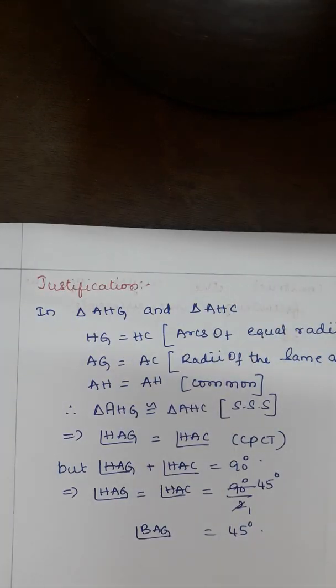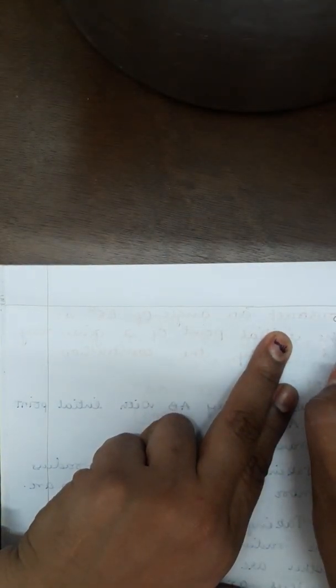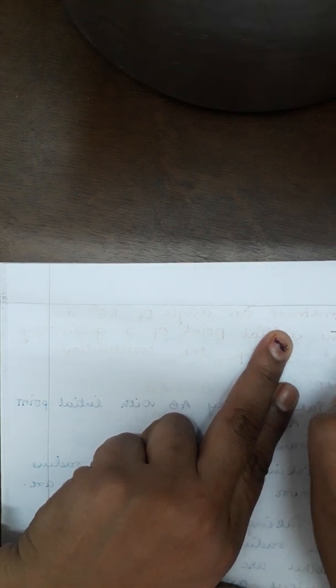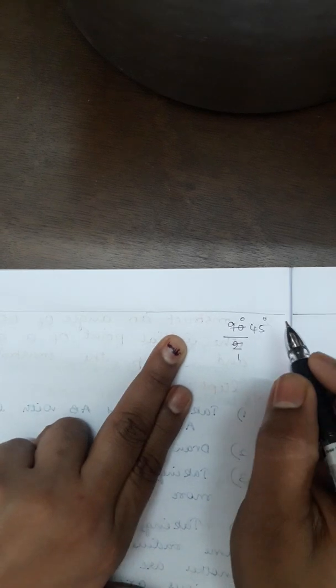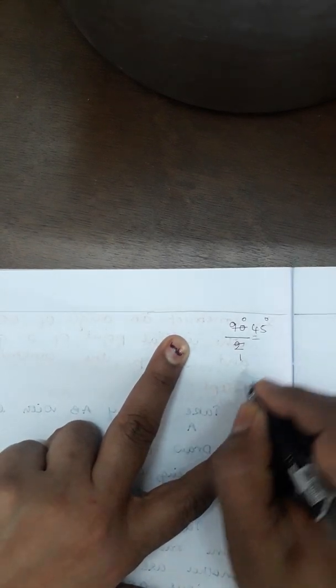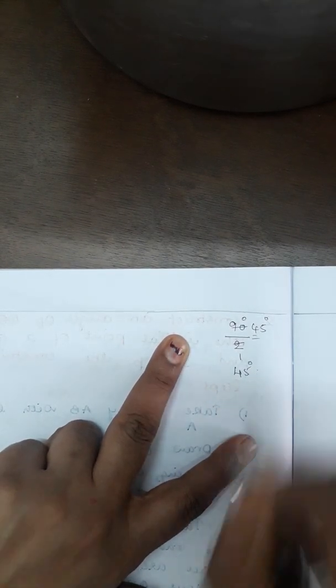So here also we have to draw an angle of 45 degrees. How do we get the 45 degrees? It is exactly half of 90 degrees. So if you divide 90 degrees by 2, you will get an angle of 45 degrees. Let me repeat the same process that we followed in the last question.